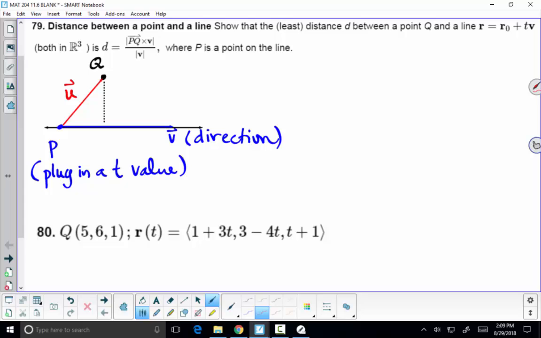And here's the faster way. We now know the geometry of the cross product. If you have two vectors that share an initial point and you cross them, the magnitude of the cross product is the area of the parallelogram. So the area of this parallelogram right here is the magnitude of U cross V.